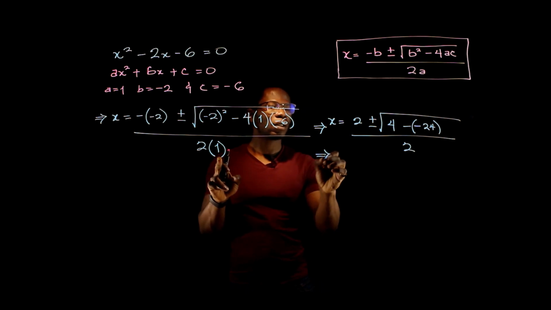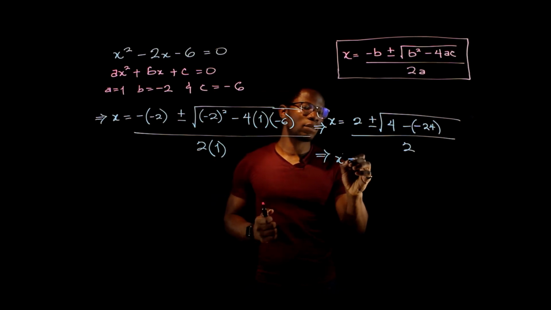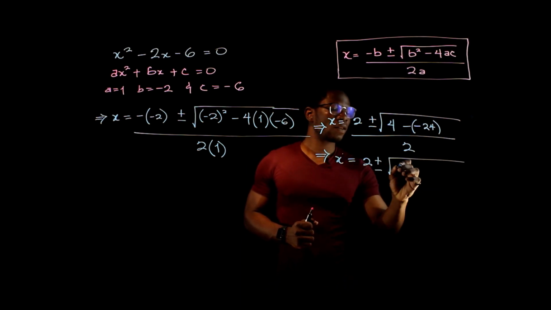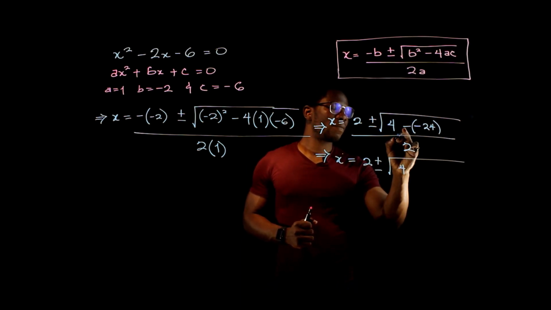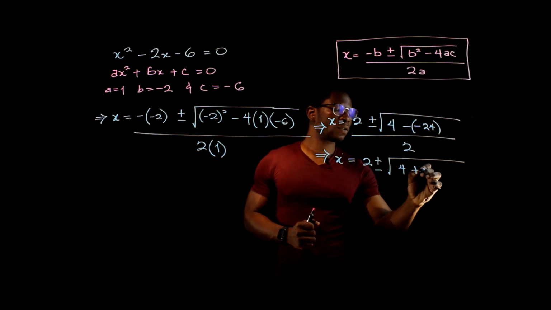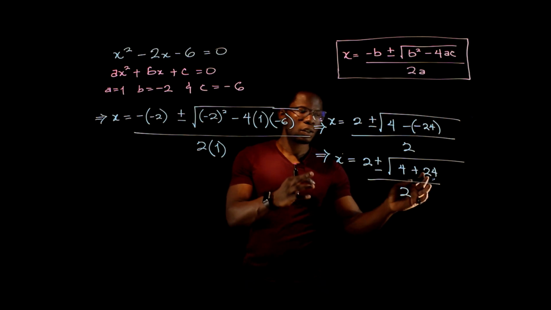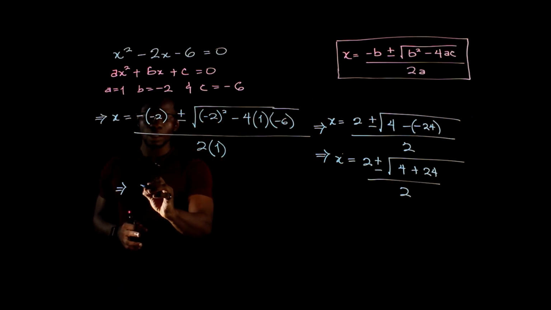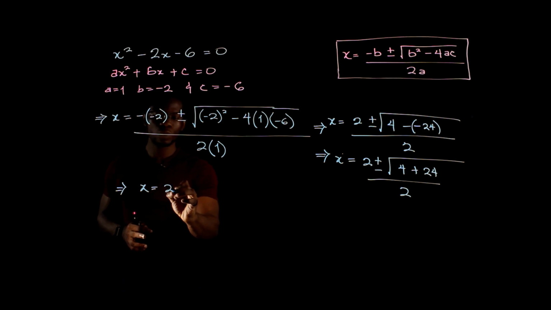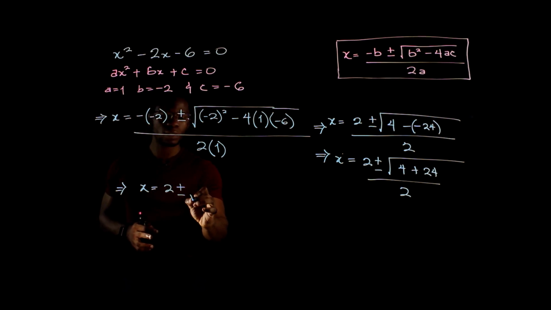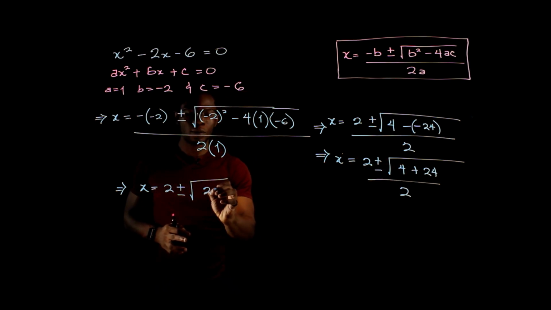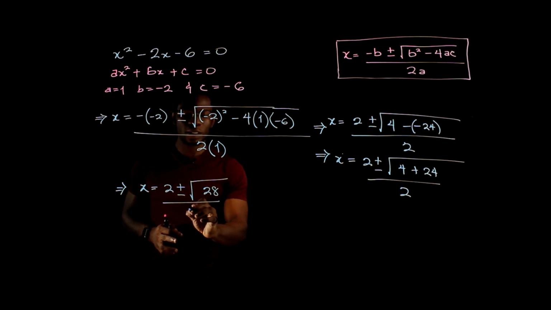So this is x is equal to 2 plus or minus the square root of 4 minus times minus becomes plus 24, over 2. So our equation becomes x equals 2 plus or minus the square root of 4 plus 24, which is equal to 28, all divided by 2.